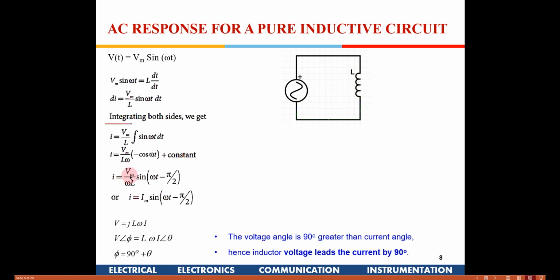So I get I is equal to Vm divided by omega L, times minus cos omega t, which I can represent as sin(omega t minus pi by 2). Why I am writing it in terms of sin is to compare with my input voltage. So if I compare this with the input signal, I see minus pi by 2 is present here. It means that the current is going to lag the input voltage by pi by 2, or 90 degrees. And also, what is Im? Im is Vm divided by omega into L.